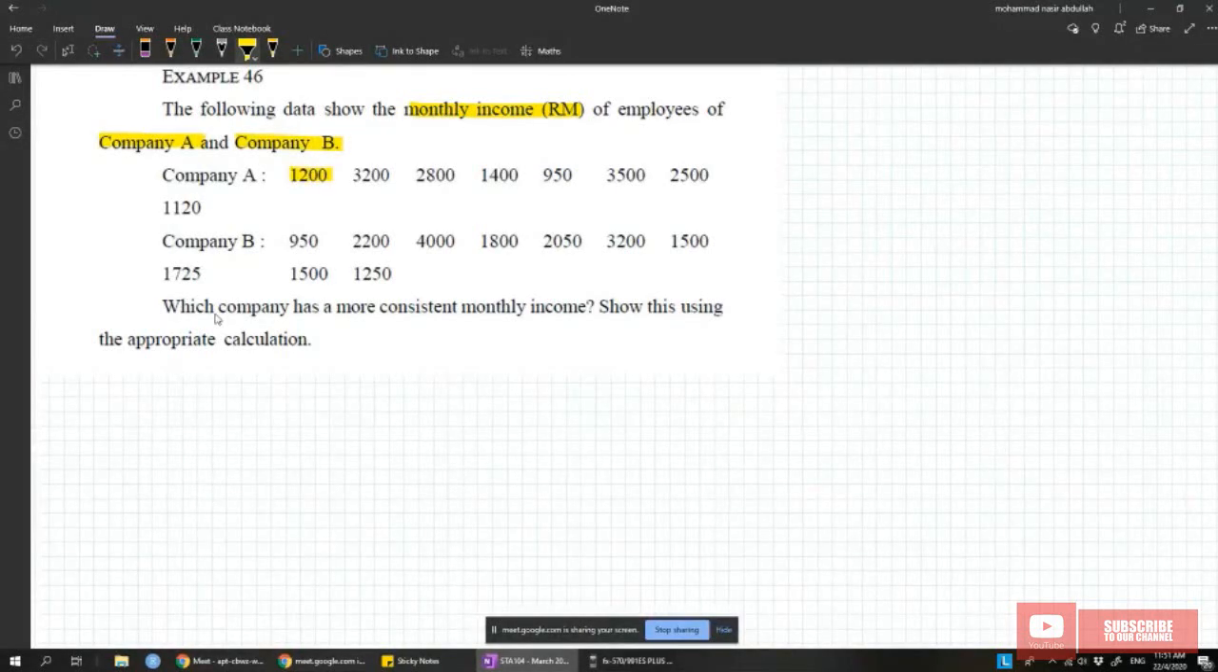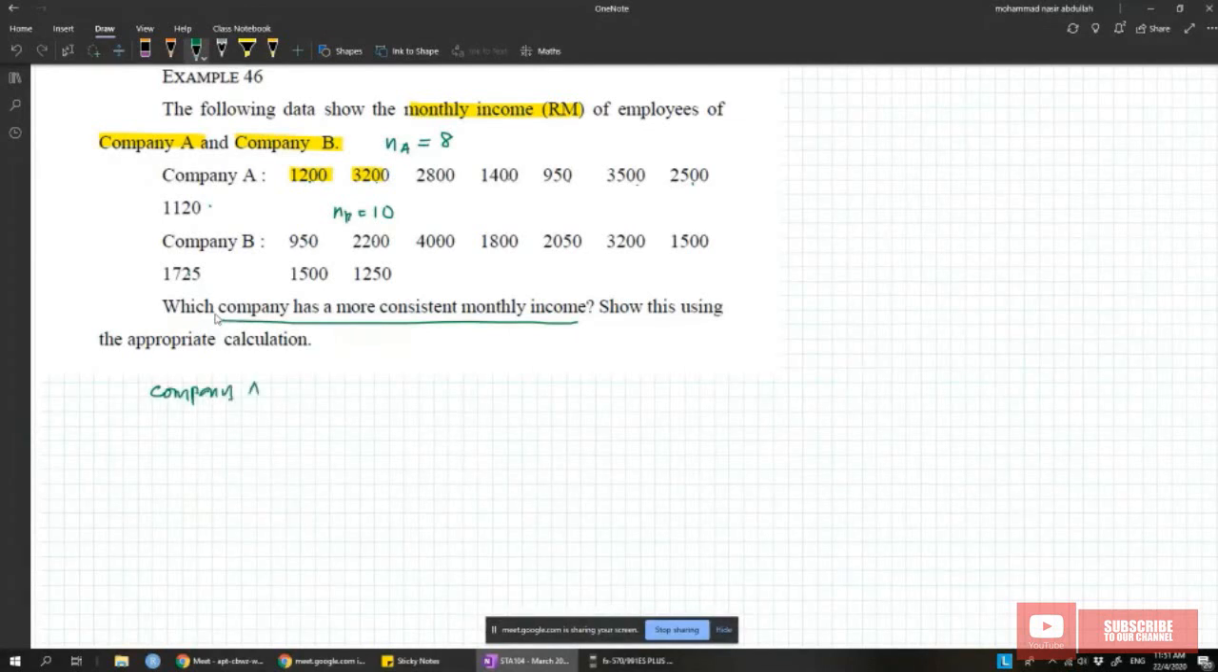So company A, we have 1,200 and so on. How many is N? NA: 1, 2, 3, 4, 5, 6, 7, 8. So NA equal to 8. NB, you have 1, 2, 3, 4, 5, 6, 7, 8, 9, 10. So 10. So we want to know which company has more consistent monthly income.